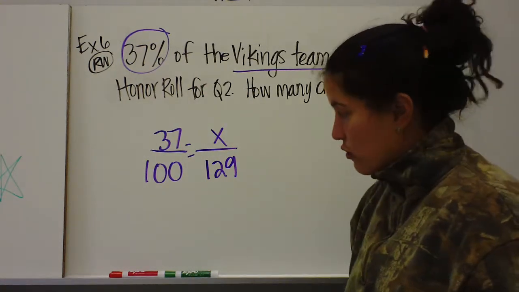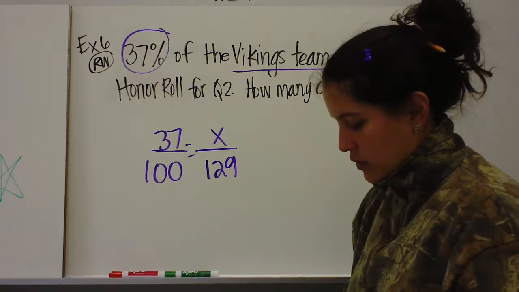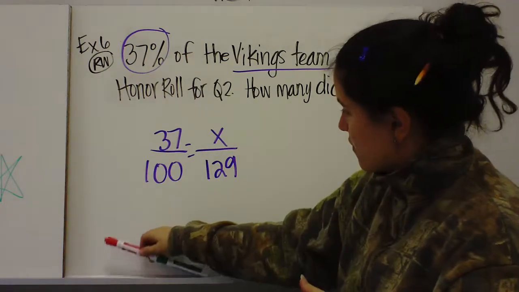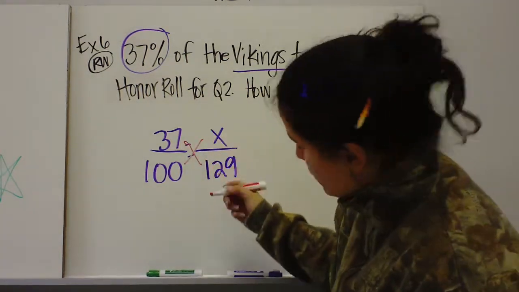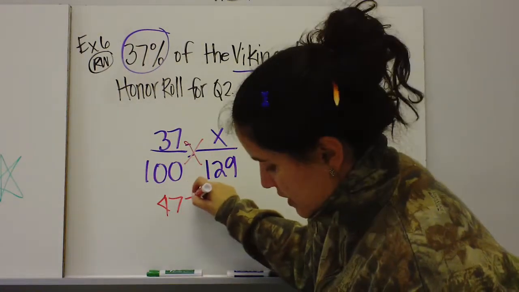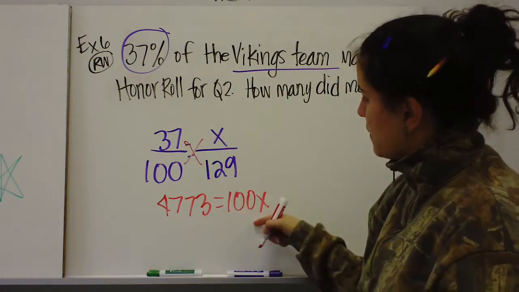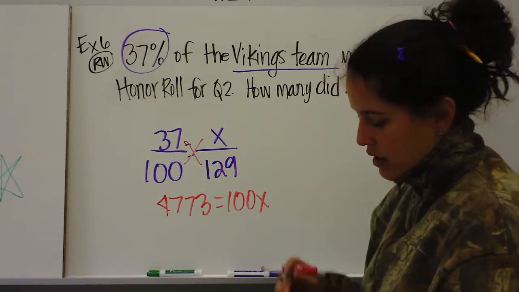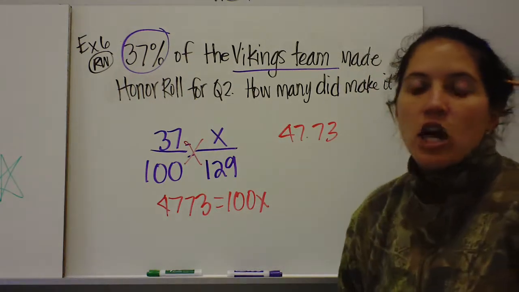You are going to cross multiply 37 times 129. And 37 times 129 is 4773 equals 100x. And then you divide both sides by 100. So that is 47.73. Now let's talk about it.